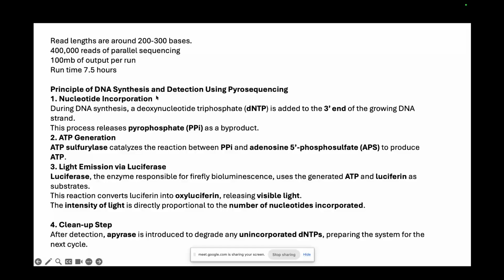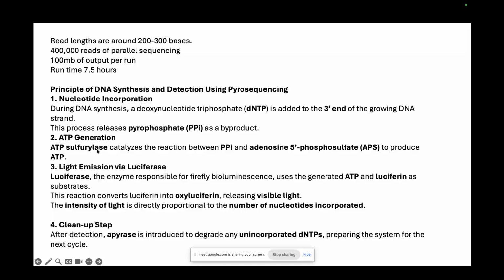I'll discuss the principle of the sequencing technique in the later slides as well, but here is a little bit of an overview. First you have the nucleotide incorporation. When the DNA is getting synthesized, a dNTP from the solution is added to the 3' end of the growing strand, and this process releases pyrophosphate as a byproduct. This pyrophosphate will go and catalyze the production of ATP.